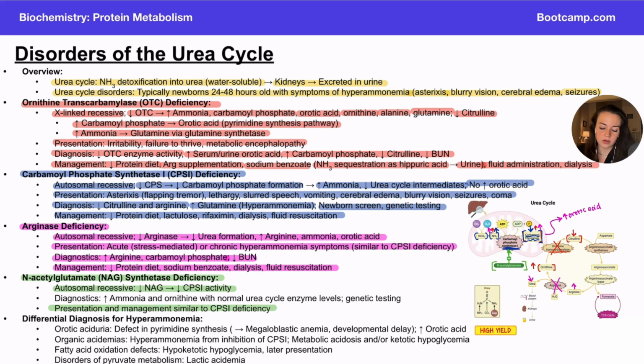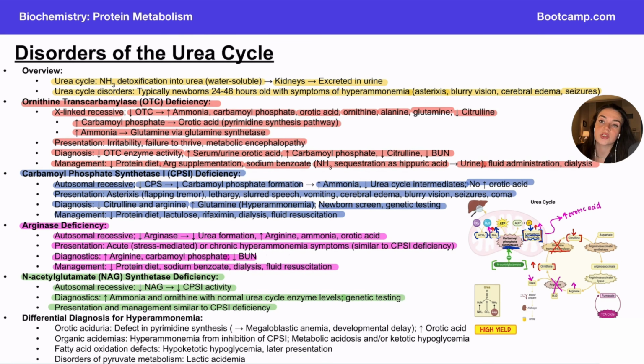Diagnostics-wise, though, a little bit of nuance. You're going to see elevated ammonia and ornithine with normal urea cycle enzyme levels, right? So all the levels of the enzymes themselves are going to be normal. The problem is with the activator to the enzyme. So the most straightforward way to diagnose this would be genetic testing.